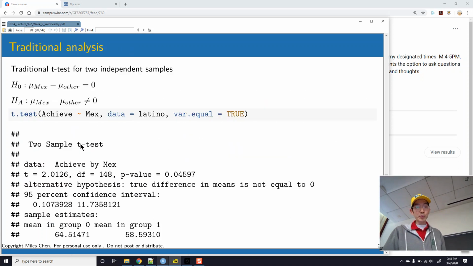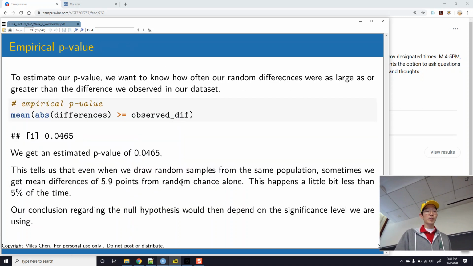And if we look back to our t-test, our p-value was 0.0459, okay? So we're getting something very, very close to the t-test. We get 0.0459, so basically 0.046, and here we're getting 0.0465, so something very close, all right? And so this tells us that even when we draw random samples from the same population, sometimes we get mean differences of 5.9 from random chance alone. That happens just a little bit less than 5% of the time, right? And so whether we reject the null or not depends on our alpha, our significance level. All right. Is that all right?